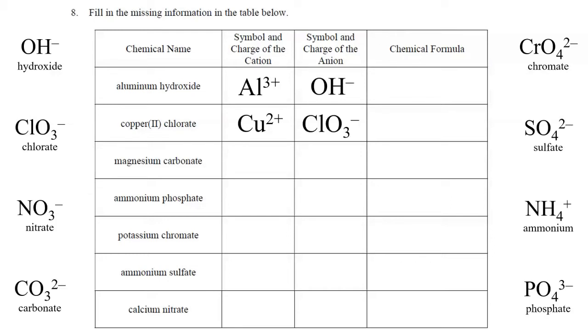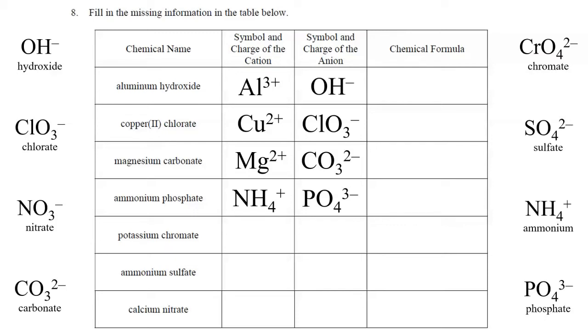Magnesium, because of where you find it on the periodic table in group 2, it is +2. And carbonate is a polyatomic ion you should memorize, CO3 2-. Ammonium is another polyatomic ion you should know, as well as phosphate. So ammonium happens to be NH4 plus 1, and phosphate happens to be PO4 -3.